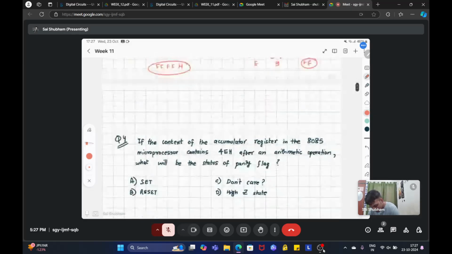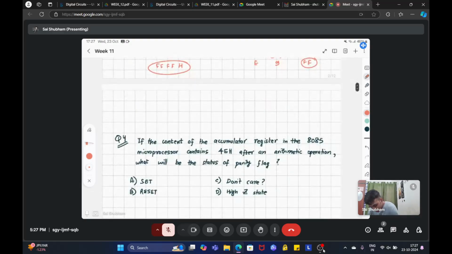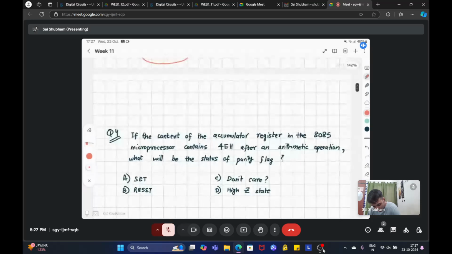Moving on to the next question. The content of the accumulator register in the 8085 microprocessor is 4EH after an arithmetic operation. What will be the status of the parity flag? Set, reset, don't care, or high Z state. A hint I would like to give is that in the parity condition, we check the number of ones present in our data. If it is even, then the parity flag is 1. If it is odd, then the parity flag is 0. So I think this question can be done.